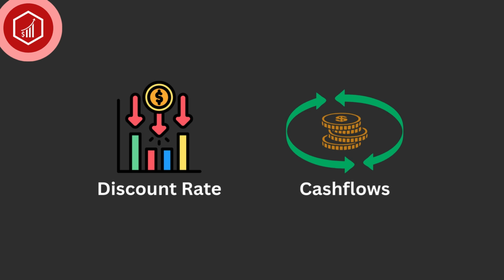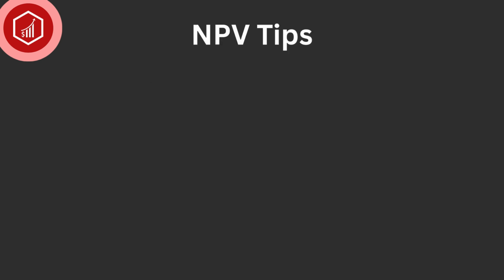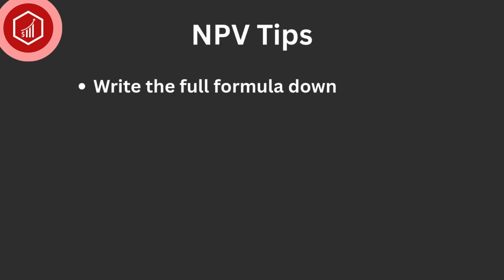Now, as promised, here are my top tips for handling NPV problems under pressure. First, always write the full formula before plugging in the numbers. This keeps your work clear and earns partial credit if you make a small arithmetic error. Second, set up a simple timeline. Draw periods 0, 1, 2, 3 and so on, and write the cash flows under each. It helps you to make a structure and prevent mistakes.